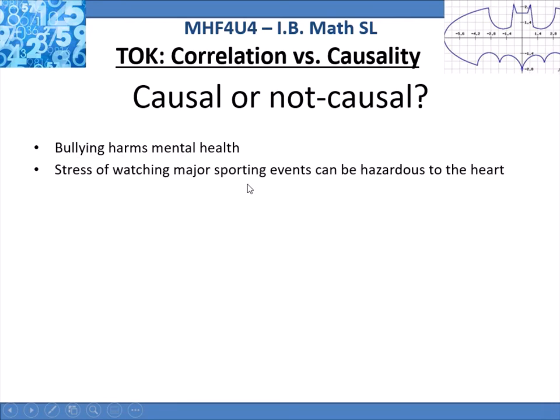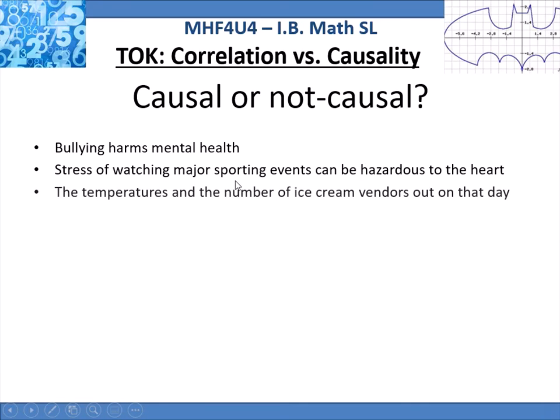Stress of watching major sporting events can be hazardous to the heart. So does one cause the other? Do sporting events cause heart problems? Yeah, maybe, but maybe other things cause heart problems more. I bet more heart attacks might have more to do with what you eat than whether you're watching major sporting events.